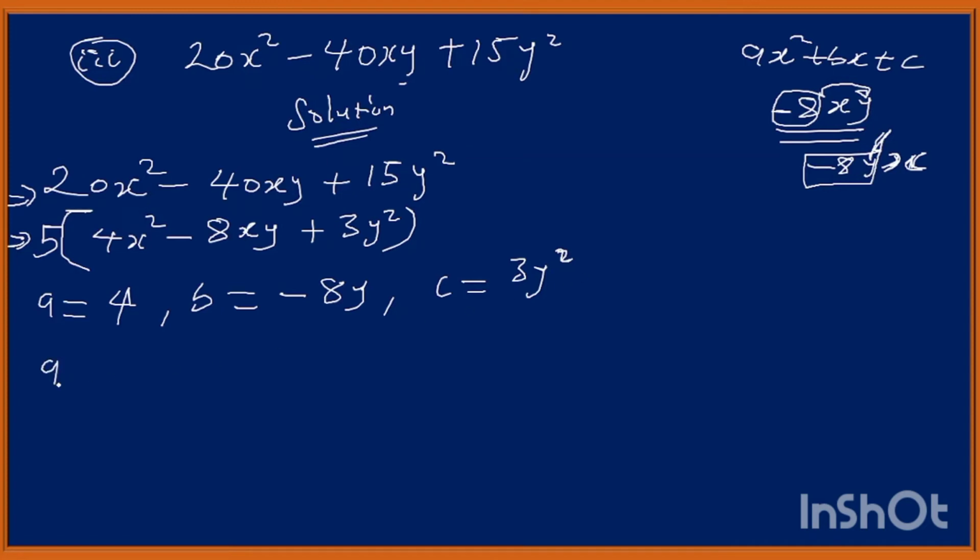So the next step is what? A multiplied by c. That is what we are doing. Multiply a by c, and that will give me 4 multiplied by 3y squared. 4 multiplied by 3y squared will give me 12y squared.